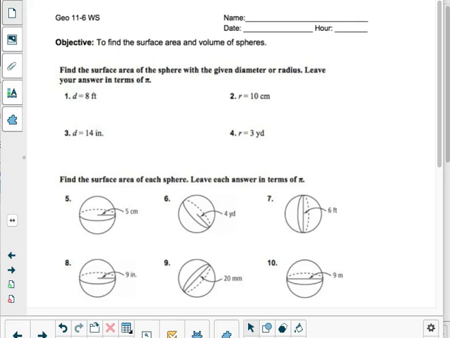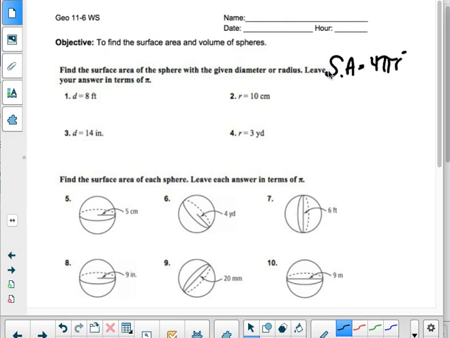Okay, this is the 11-6 assignment that you did the quiz on, and you're looking through. So if you got just cursor, move to the spots where you need your assistance for the solutions. Find the surface area of a sphere with given diameter or radius. Remember, the surface area of a sphere is going to be SA equals 4 pi r squared.